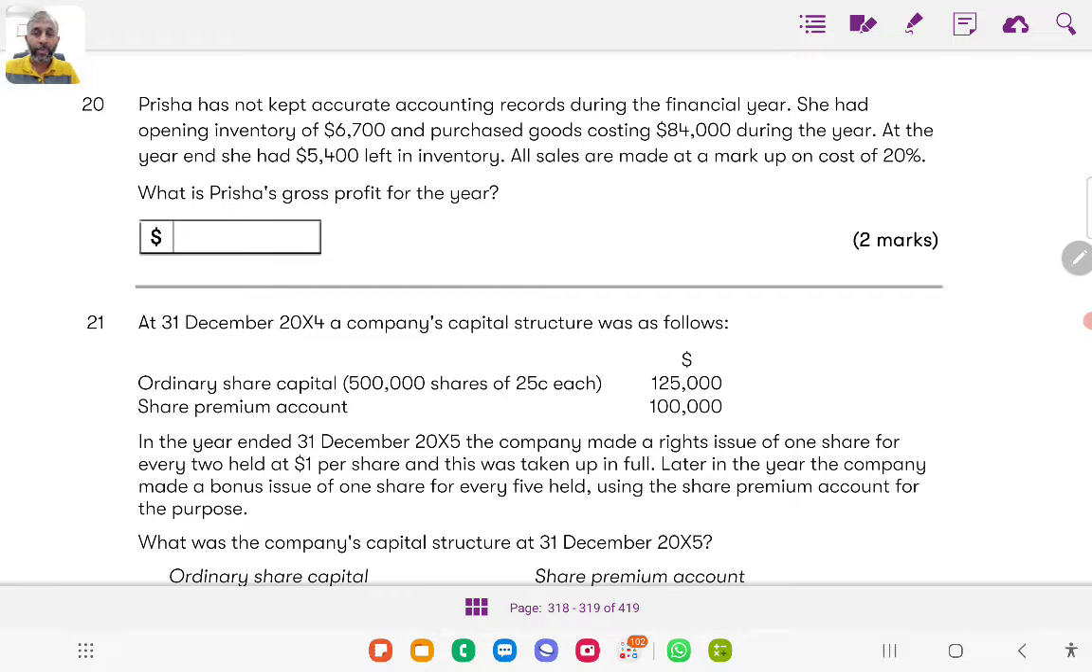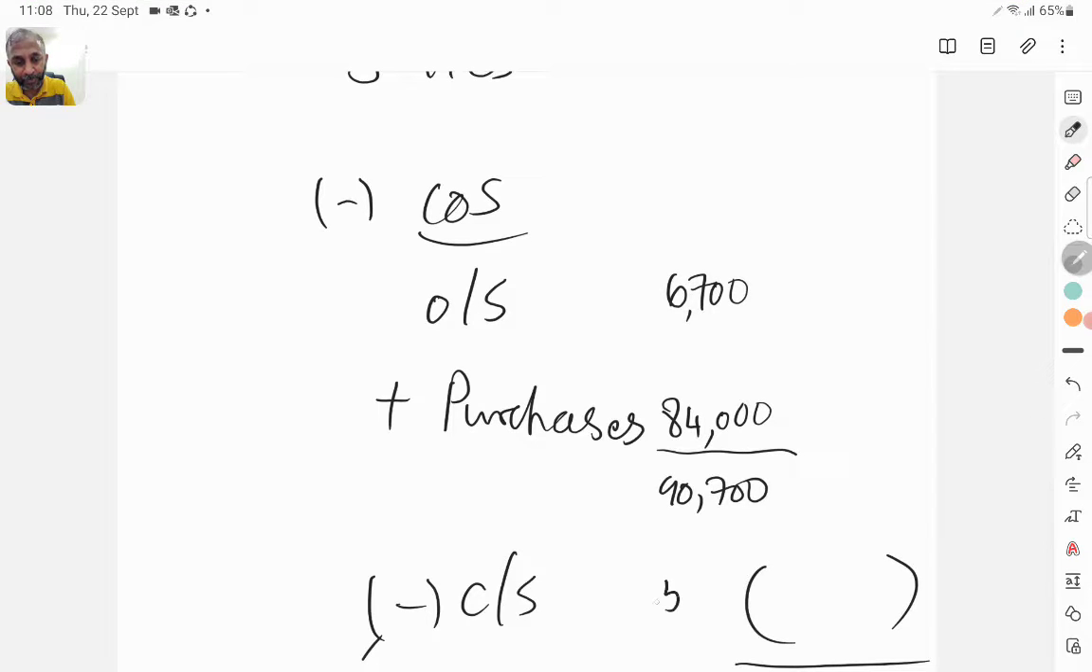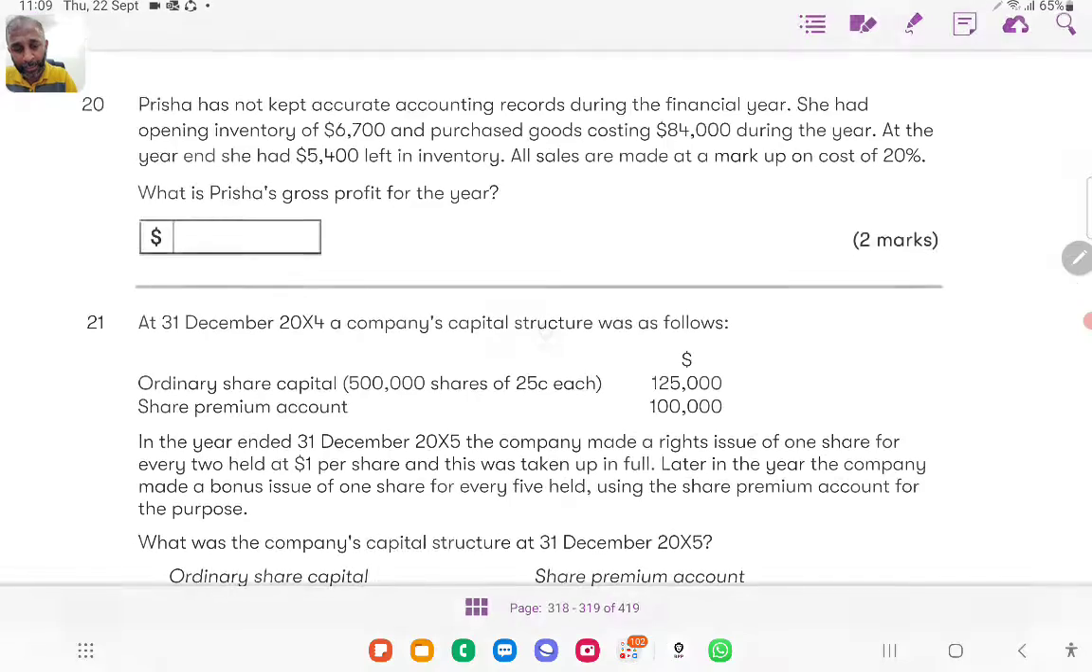And then closing stock 5,400, which you have to subtract. You subtract the closing stock 5,400, then you get 85,300. Then what they say here is, all sales are made at a markup on cost of 20%.